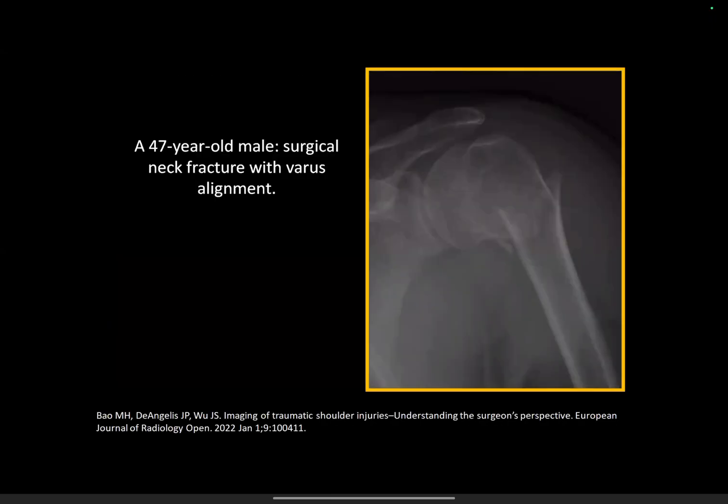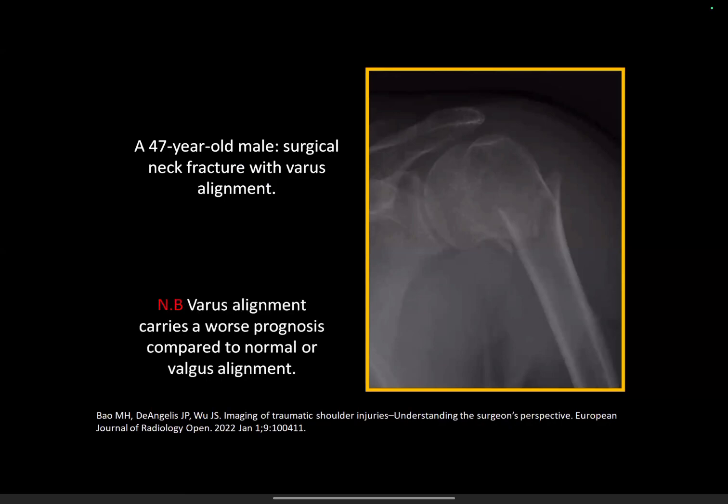All right. There is a huge difference between fractures with valgus alignment and varus alignment. Fractures with varus alignments carry a worse prognosis. It was found that varus alignment carries a worse prognosis compared to the normal, and thus you would have a higher risk of avascular necrosis. Why? We will be talking about this in further detail in the upcoming slides.